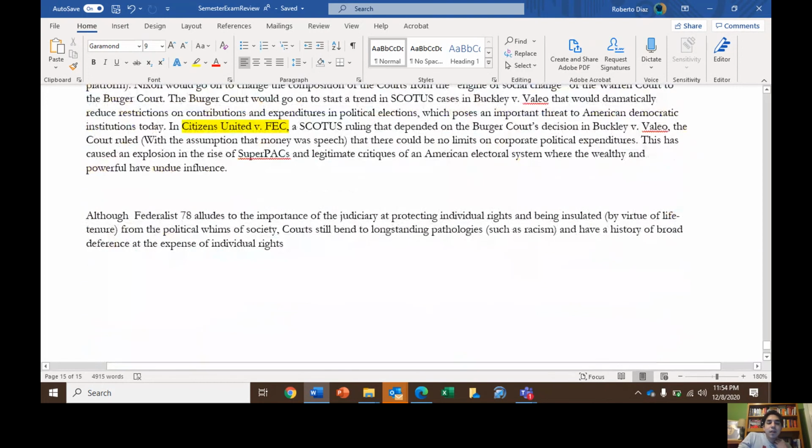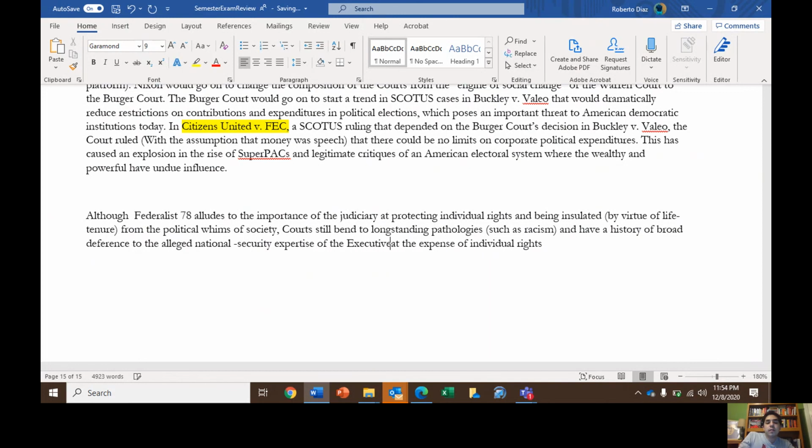it's an outlier. Although Federalist 78 alludes to the importance of the judiciary, courts still bend to long-standing pathologies such as racism and have a history of broad deference to the alleged national security expertise of the executive.